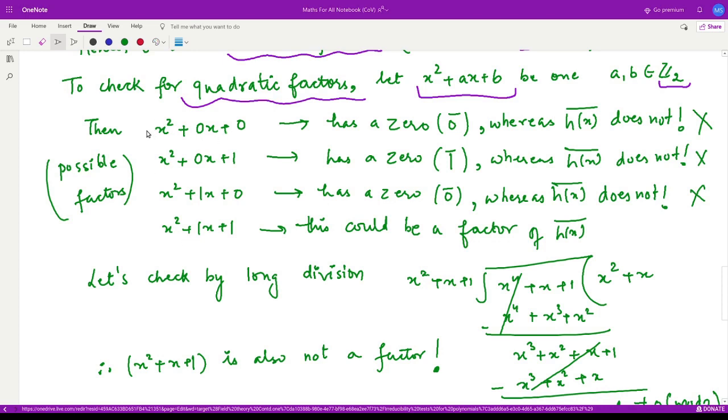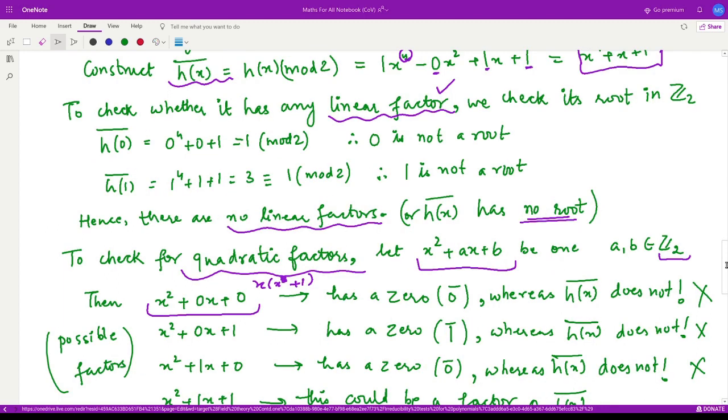So now we'll check each of these factors. Now this factor has a 0 bar. That means you can factorize this as x square plus 1, which is x plus 1 times x plus 1, right? So therefore this factor has a 0, but we have proved that h bar x does not have a 0. Let's see that, h bar x has no root. So this cannot be possible, right? So this factor could not be a quadratic factor of h bar x.